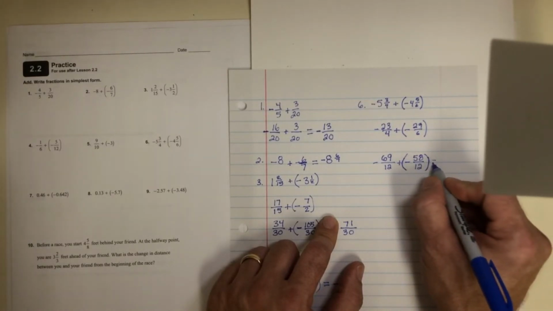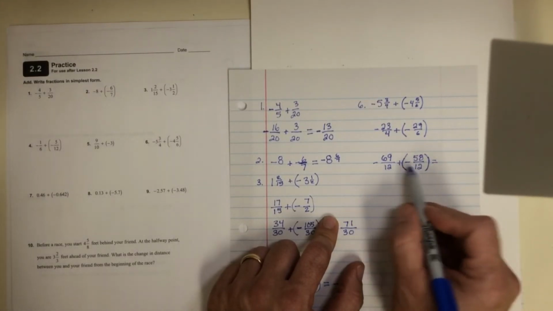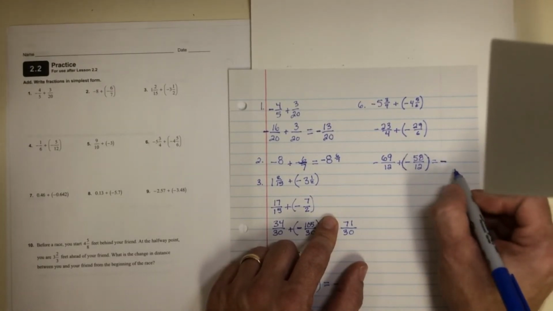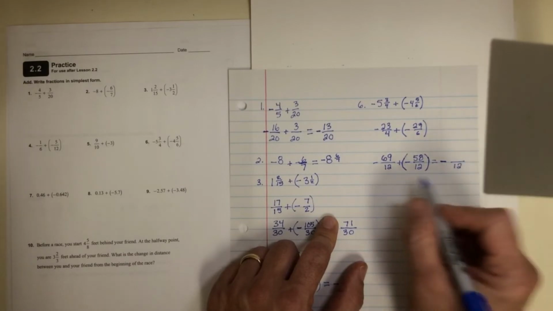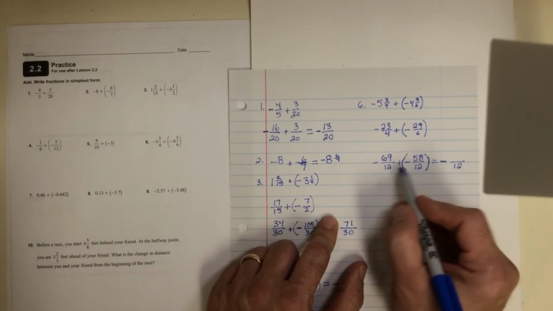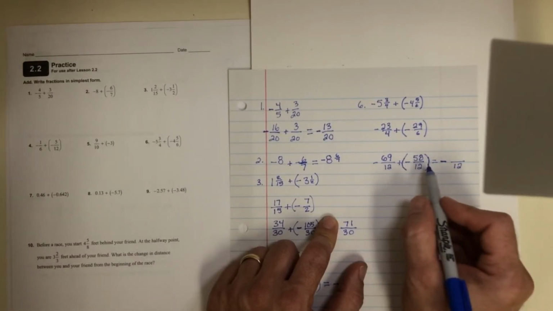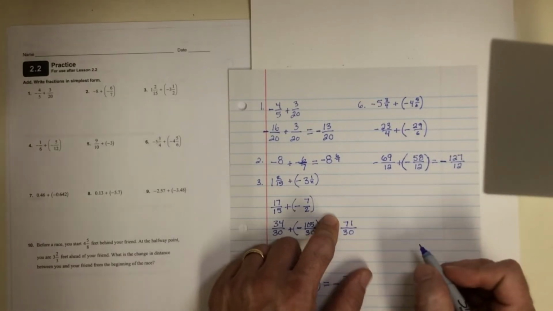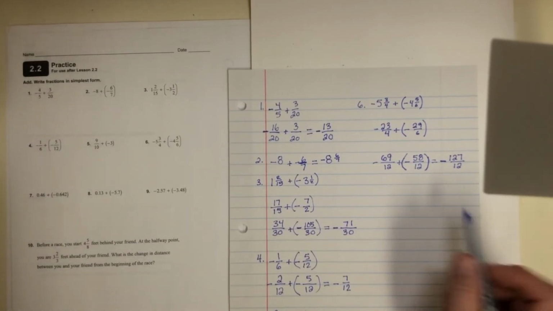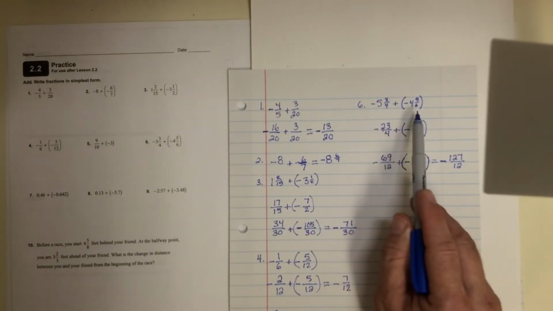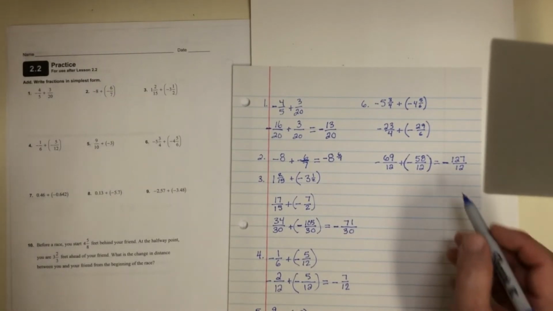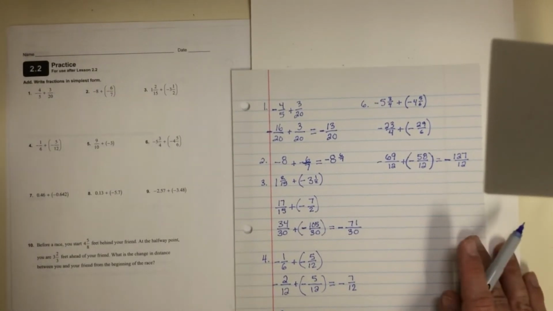Common denominator, good. Same sign, both negative, so I add the numbers and keep the sign, so I'm going to keep the negative. It'll still be over 12, and 69 plus 58 would be 127. If you did this differently and added them as mixed numbers, you could have ended up with negative 10 7/12, which is the same answer here.